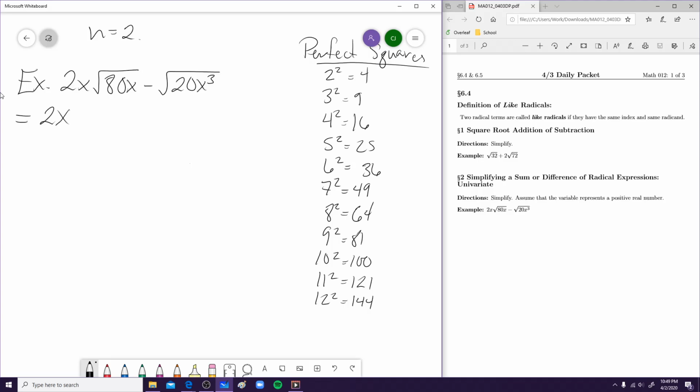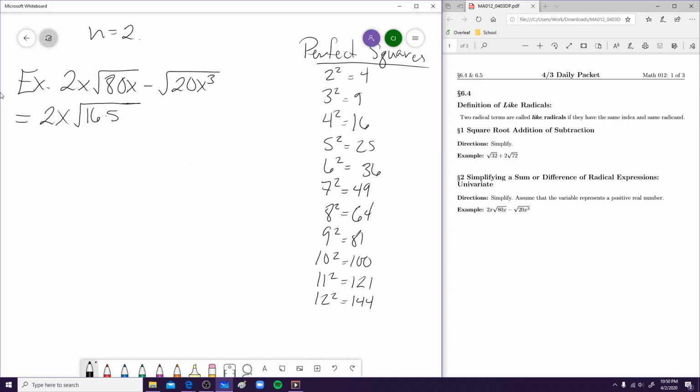So for the square root of 80x, for 80, I'm going to look at the first perfect square that is less than 80, which is 64. 64 does not go into 80 nicely, so then we look at 49. 49 also doesn't go into 80 nicely. And 36, 80 divided by 36 doesn't go in there nicely either. 25, no, but 16, if we divide 80 by 16, it would be 5. So this can become 16 times 5.